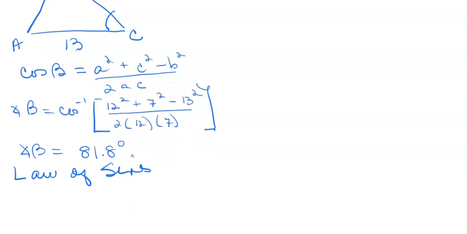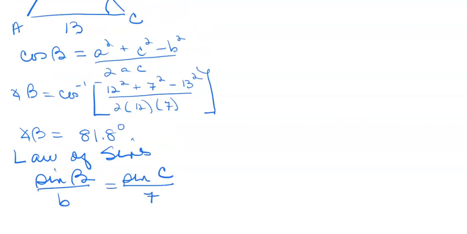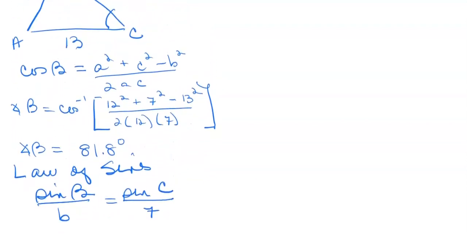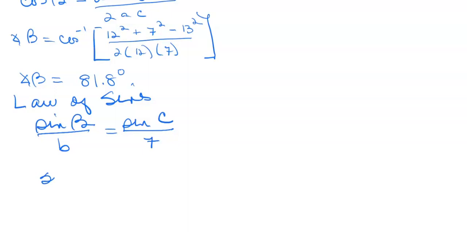Okay, so law of sines. So I'm going to set up my ratio. I'm going to say sine of b over little b equals, I'm going to find c first, sine of c over 7. Okay, so let's write this in. So sine of b, that's going to be sine of 81.8 over 13 equals sine of c over 7.